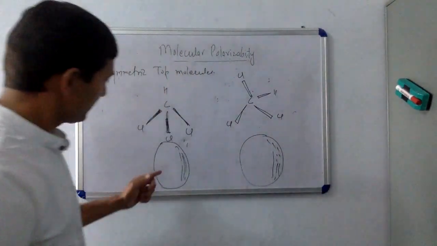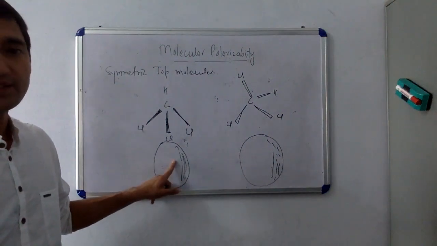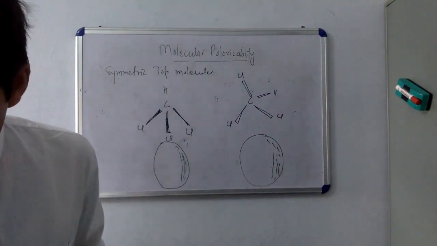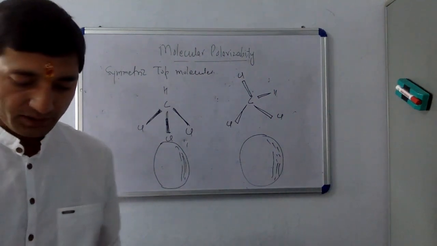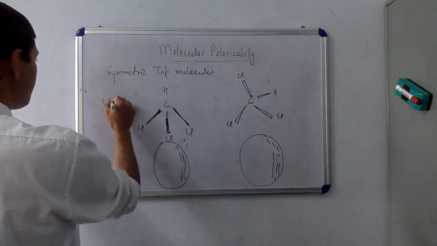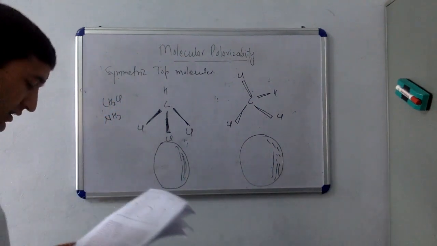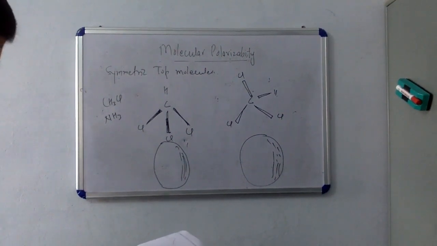Now if you look at that again, here 1 upon alpha will be less, then the polarization will be high as compared to this one. So these are the symmetric top molecules. Such molecules are CH3Cl and similar molecules of the symmetric top.